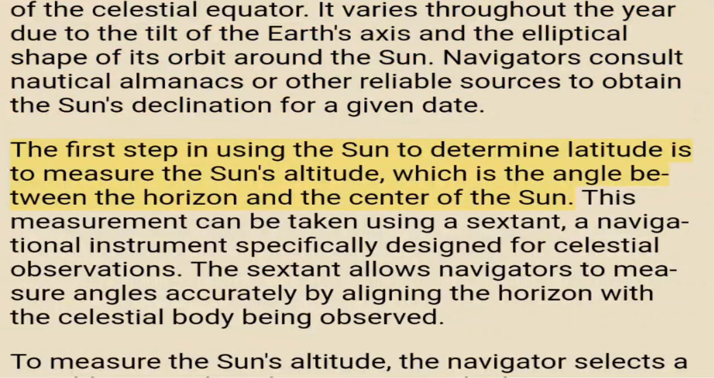The first step in using the sun to determine latitude is to measure the sun's altitude, which is the angle between the horizon and the center of the sun. This measurement can be taken using a sextant, a navigational instrument specifically designed for celestial observations. The sextant allows navigators to measure angles accurately by aligning the horizon with the celestial body being observed.